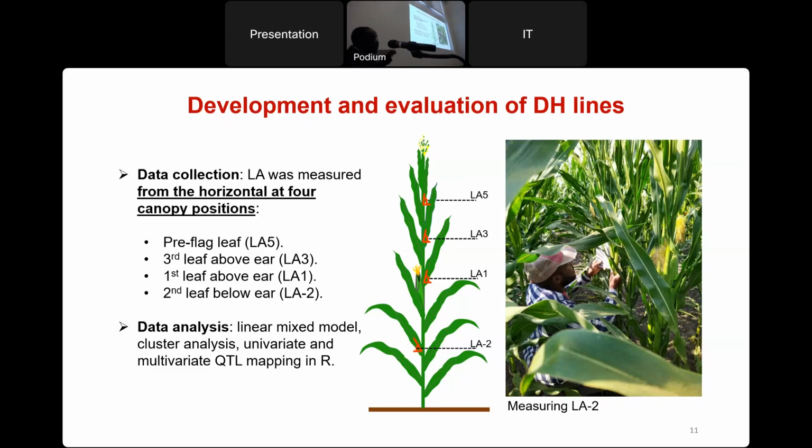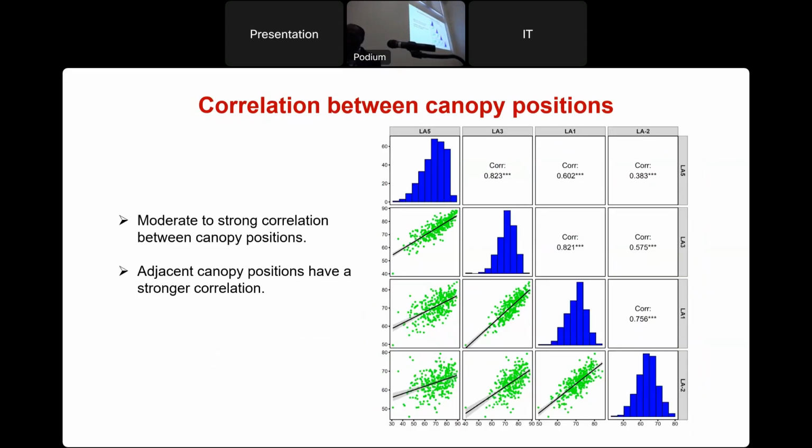So we measured the leaf angle at the second leaf below the ear, the first leaf above the ear, the third leaf, and then the pre-flood leaf at the end. And we analyzed the data in R. As you can see here, thanks to the undergrad that was helping me that day, that's me measuring LA-2 in the field. Now, let's go to the results.